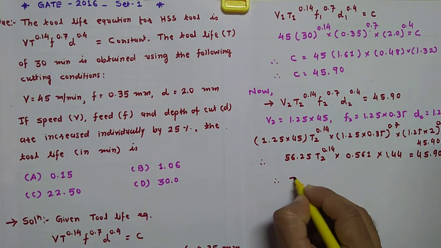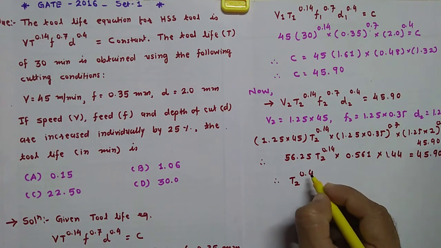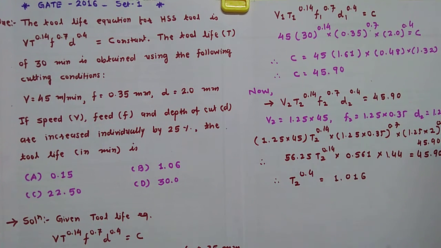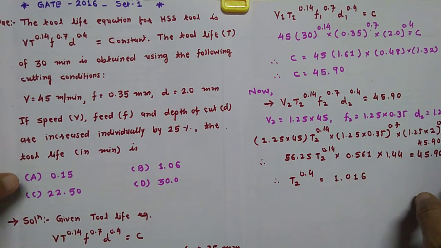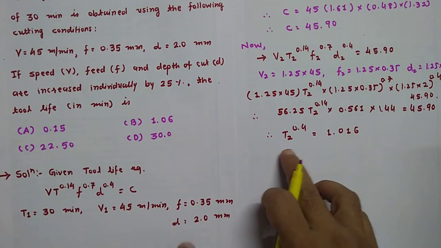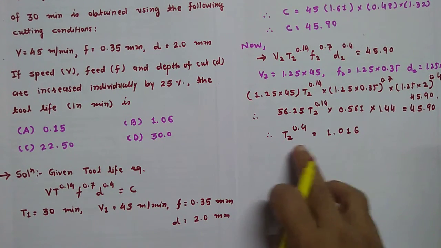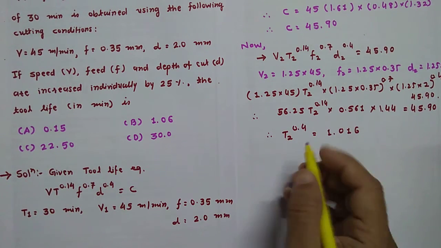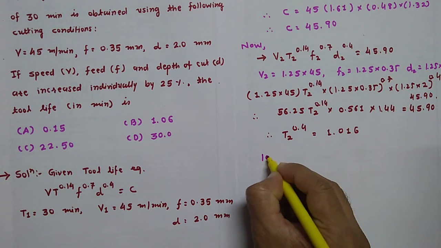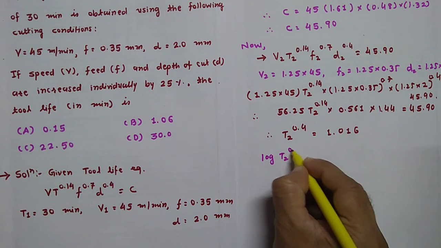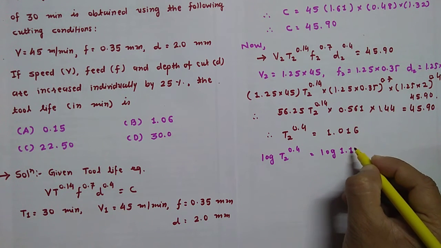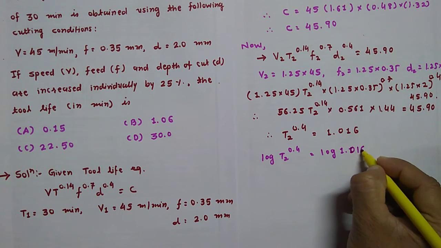So T2^0.14 is equal to, you will get 1.016. Now to get the value of T2, you just take the log on both sides. So log of T2^0.14 is equal to log of 1.016.